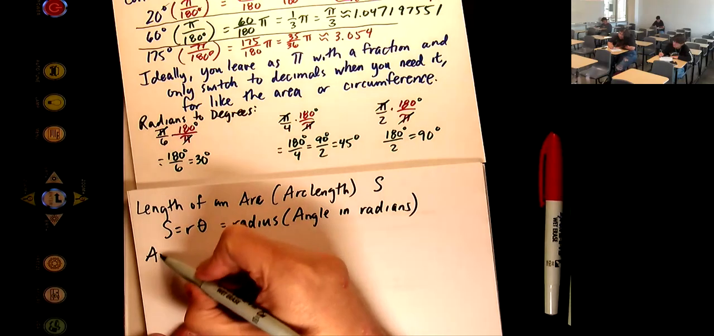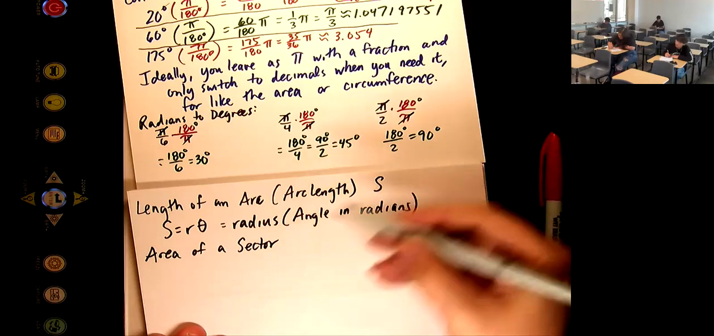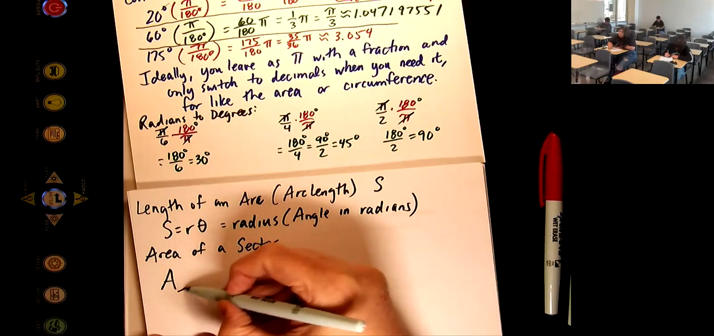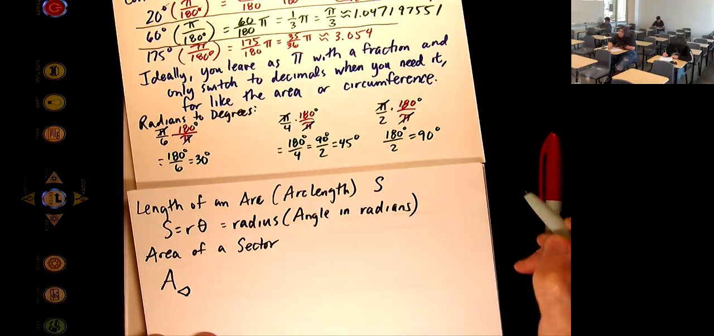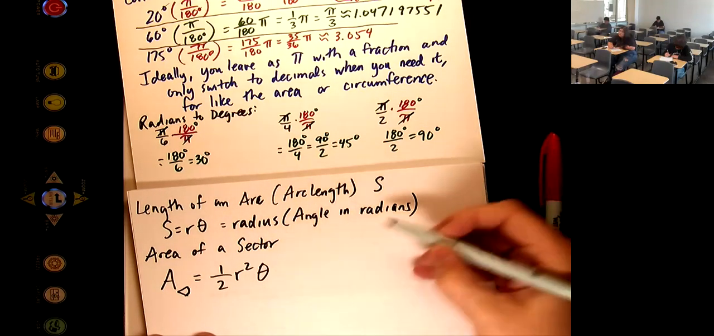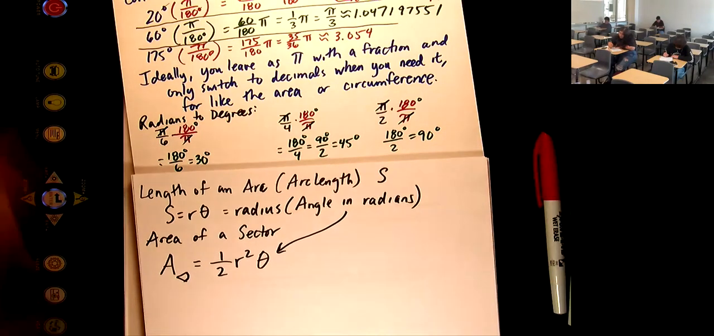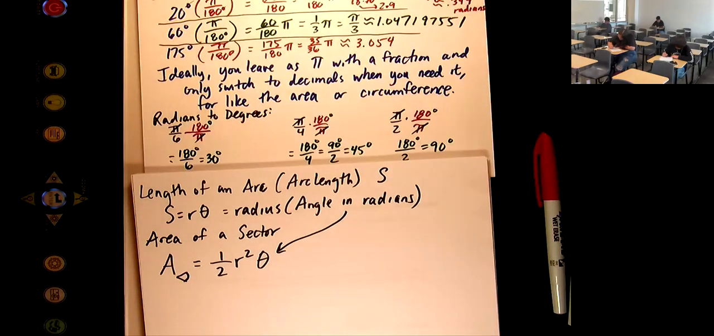The area of a sector, like the little pie wedge, is 1/2 r squared theta, where theta again is the angle in radians. So I'd like to use the angles to find out things like the length of part of the circle or part of the area, or the entire circle. We need it as radians, not degrees.